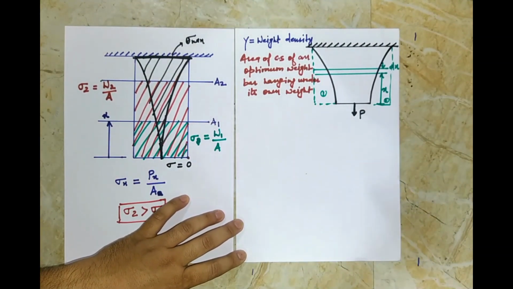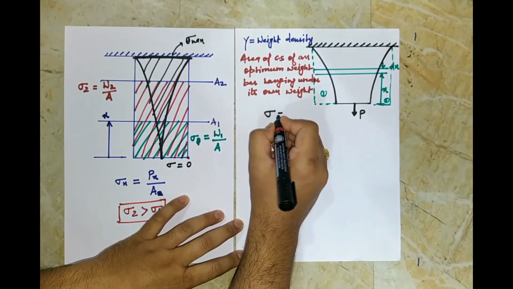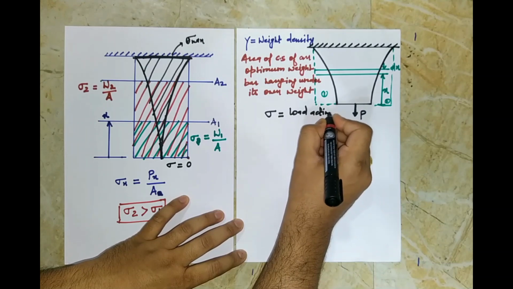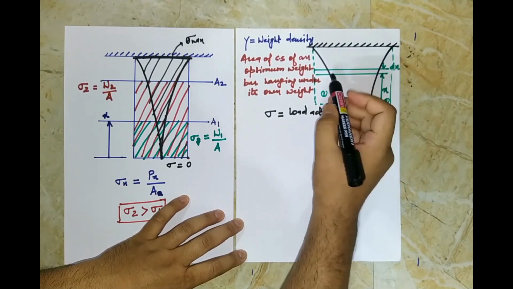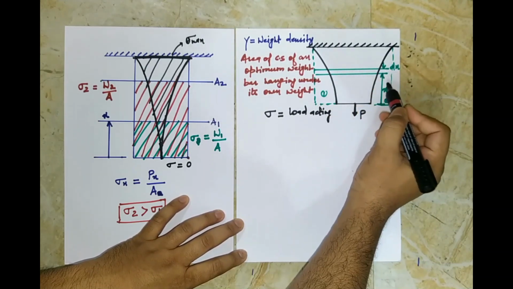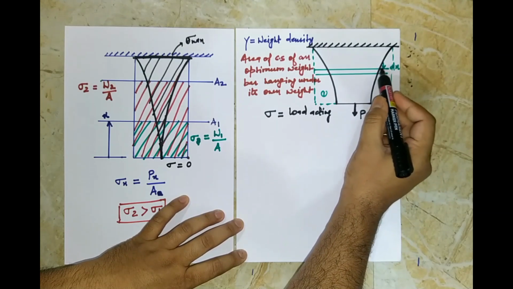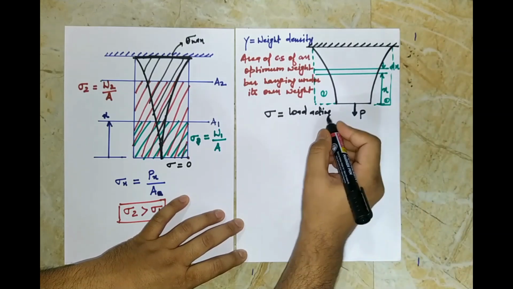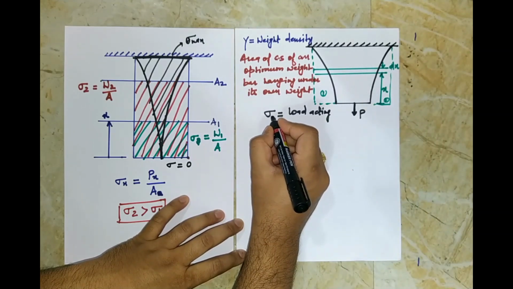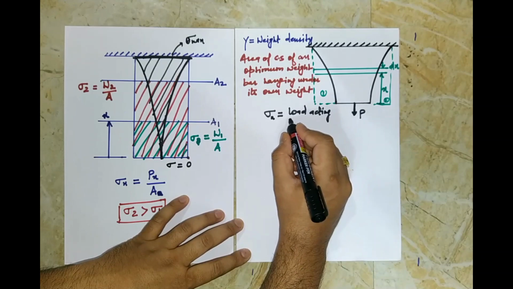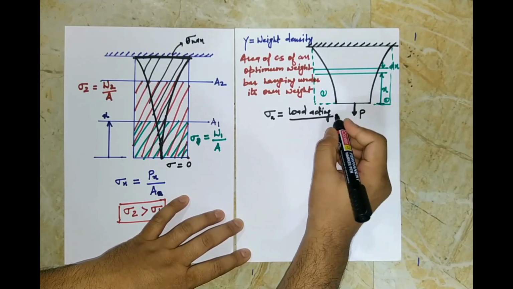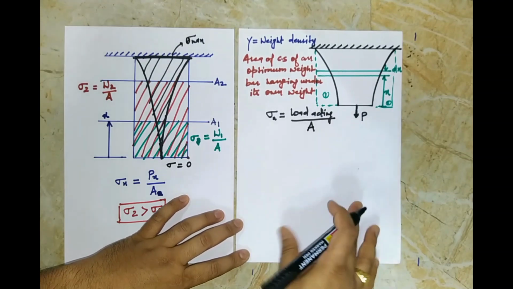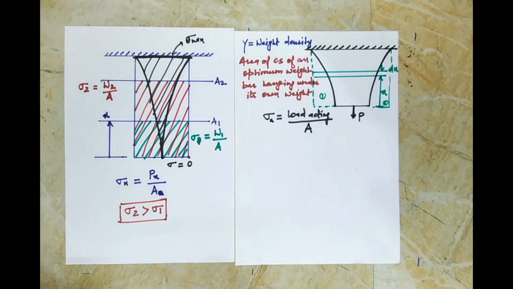So stress will be equal to load acting. Let us take a small element at a distance x from the bottom, and the thickness of this element is dx. So sigma at x will be equal to the load acting, meaning the weight below x, divided by the area of cross section. This will be the stress.